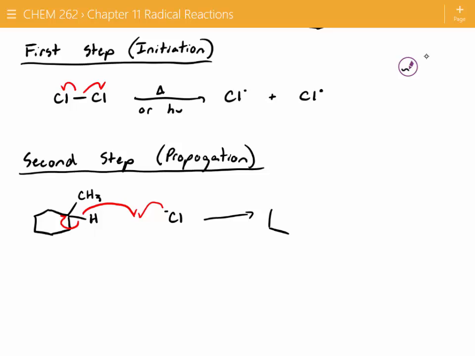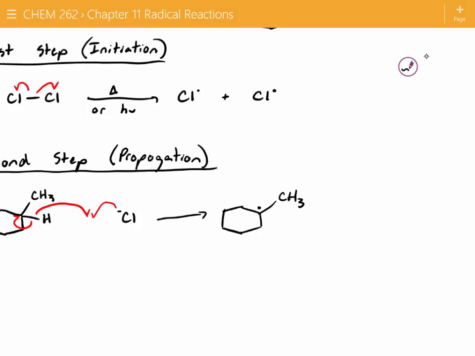Now we're forming that stable radical that we analyzed before we even started the mechanism. And we know that this radical is trigonal planar, right? And we've formed hydrochloric acid.